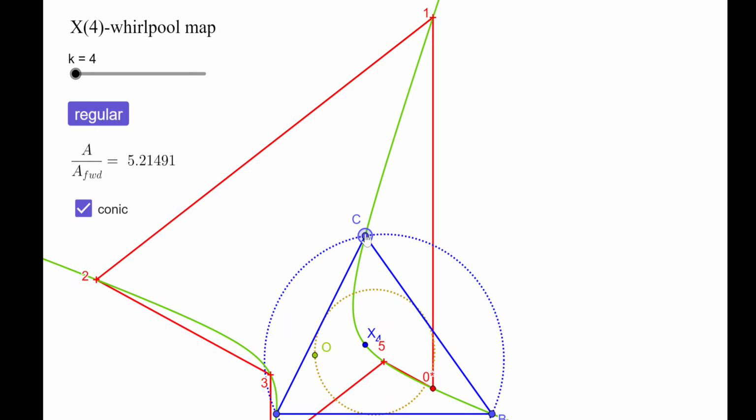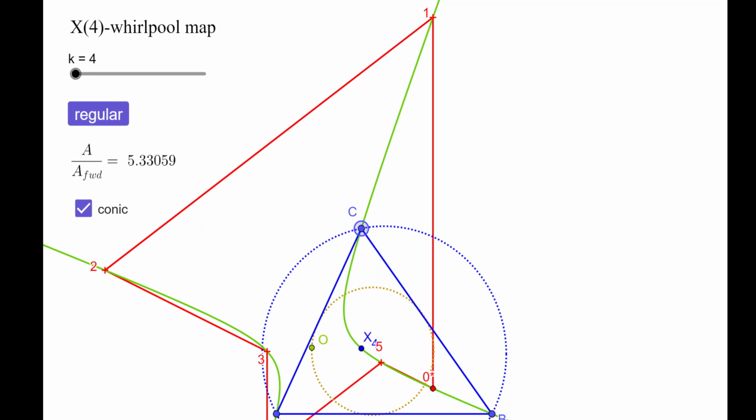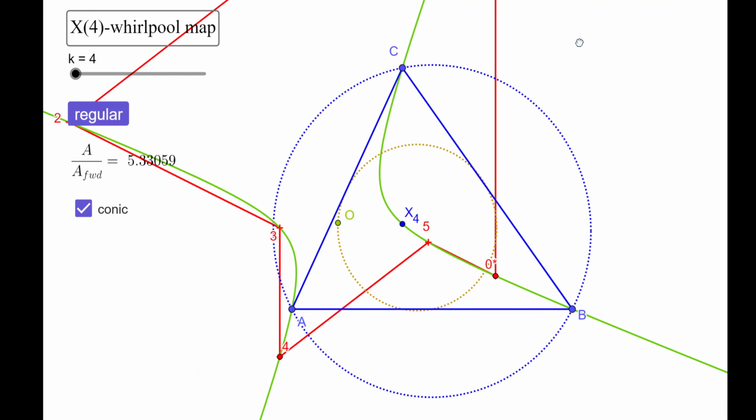So that's about it for what I wanted to show you guys with respect to this so-called X4 Whirlpool map. And I'll see you on the next video.